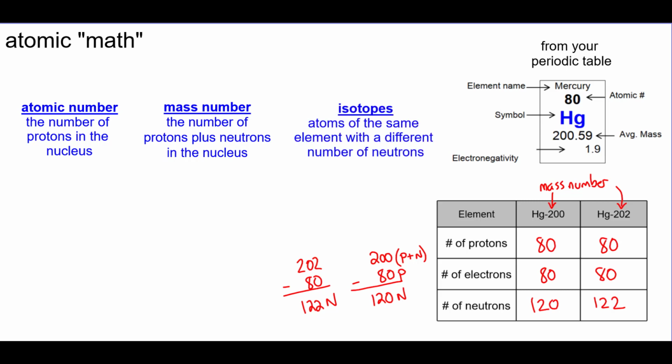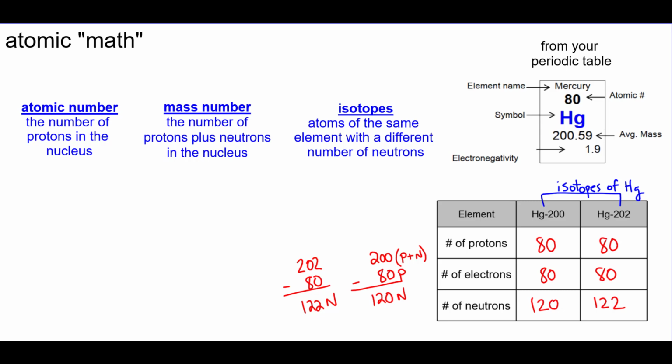Now that brings us to the last couple of things we need to learn today. Isotopes are atoms of the same element. I mean, they have the same number of protons, but they just have a different number of neutrons. So these two atoms, mercury-200 and 202, these guys are isotopes of mercury. They're both mercury, they just have different masses due to having a different number of neutrons.